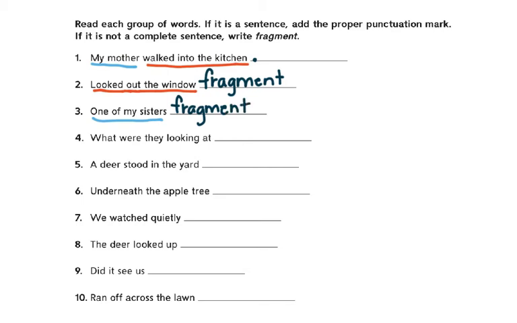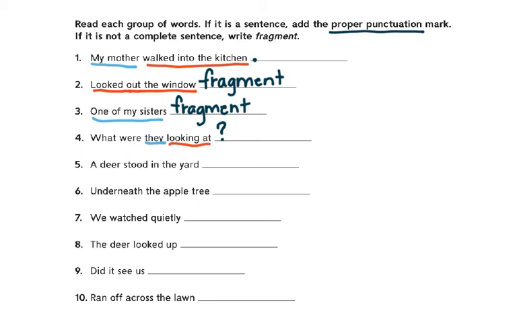What were they looking at? So they is going to be the subject. Predicate, looking at. So what were they looking at? That makes sense. Now I'm going to make sure that I have the proper punctuation here. So I'm going to end the sentence with a question mark because this is a question.